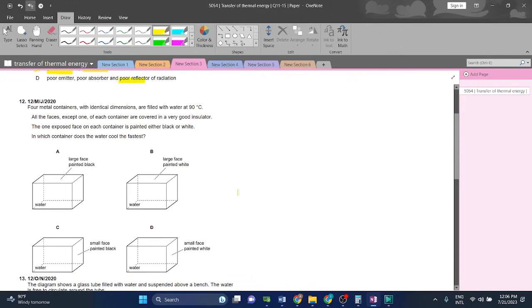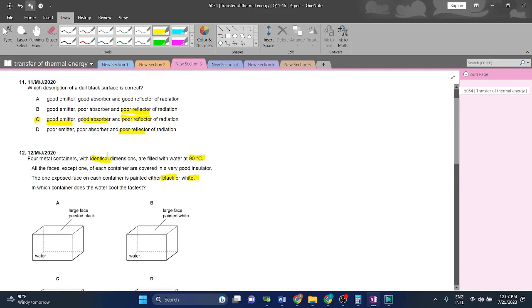Question 12. Four metal containers with identical dimensions are filled with water at 90 degrees Celsius. All the faces except one of each container are covered in a very good insulator. The one exposed face on each container is painted either black or white. In which container does the water cool fastest?